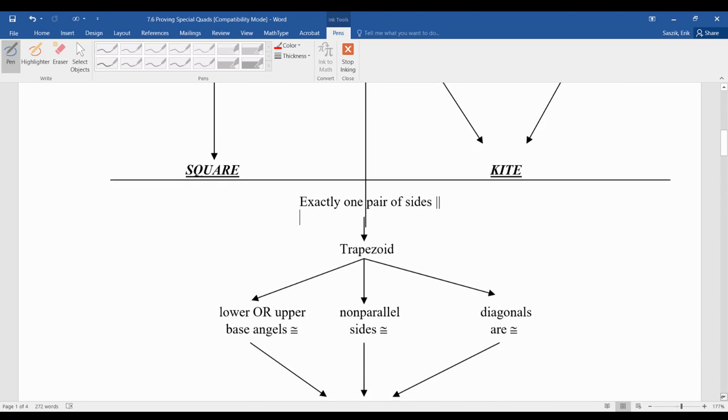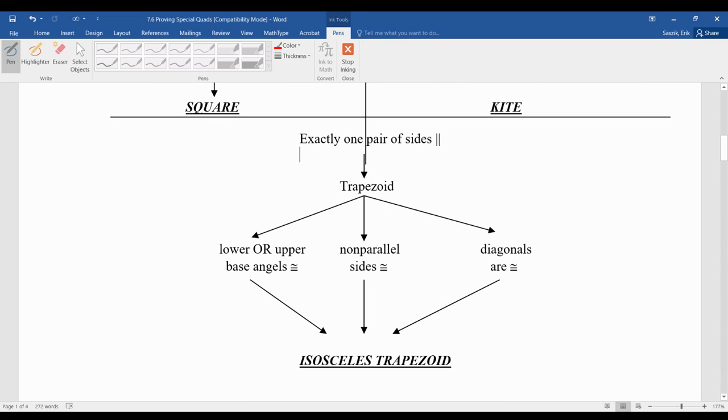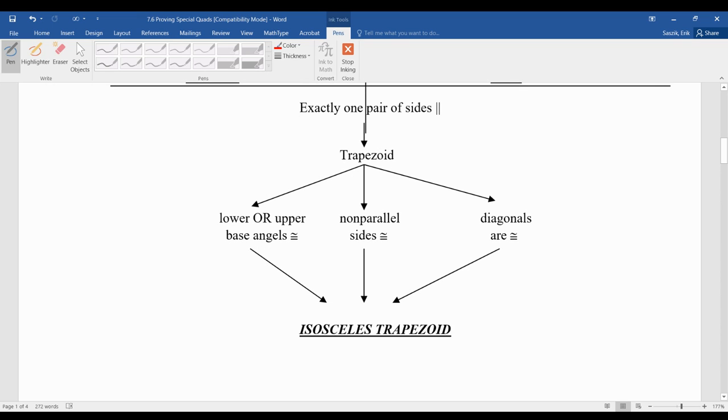And then trapezoid, of course, is one pair of sides parallel. That gives you a trapezoid. And then to get an isosceles trapezoid, you have three ways of getting there. Show that the legs are congruent, show that the diagonals are congruent, or show either the lower or the upper base angles are congruent.